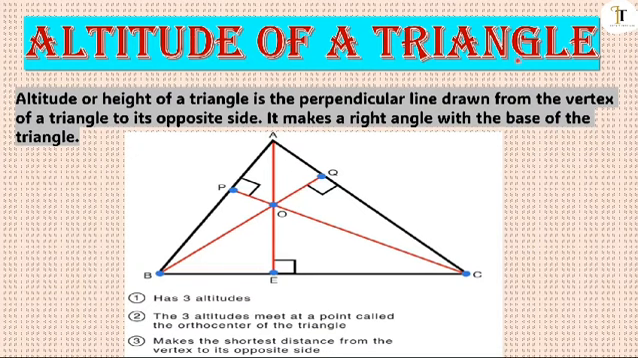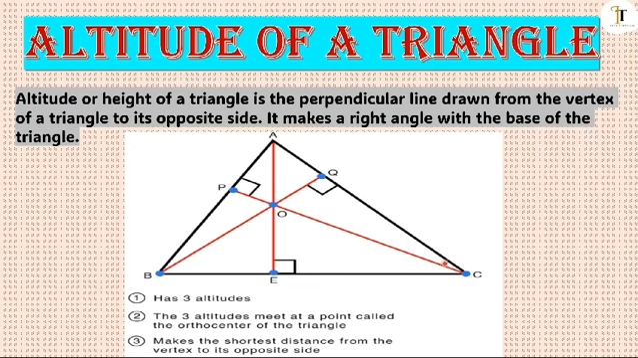Altitude of a triangle. So students, an altitude is a line which always makes a 90-degree angle to the opposite side. Now in triangle ABC, you can see we have three altitudes: CP, BQ and AE. And the most important thing, it is different from the median. It is not dividing the opposite side into two equal halves.